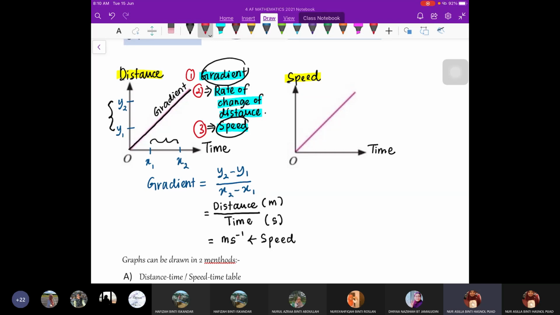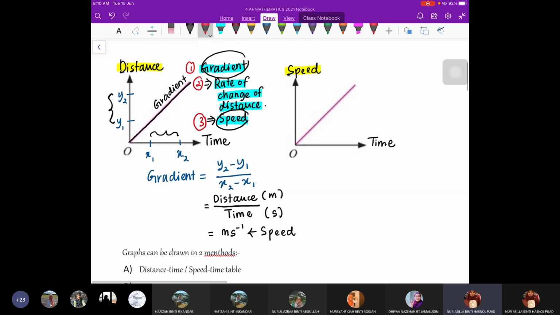Okay, so hopefully you guys understand 3 benda ni. Because in your textbook, dia alternately uses these 3 terms. Number 1, dia jarang guna gradient. But 2 and 3, dia consistently guna lah. So you have to be alert. Okay, so that's about distance time graph. Kita go to speed time graph.